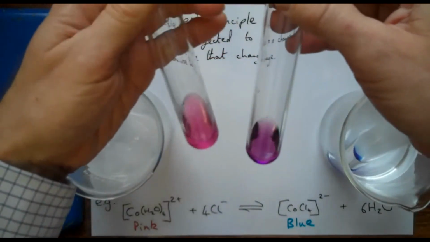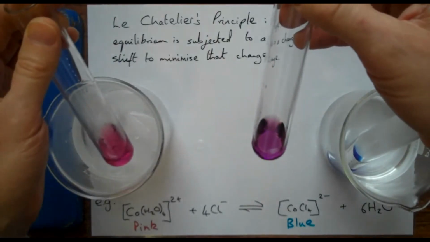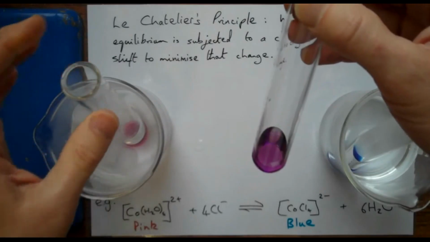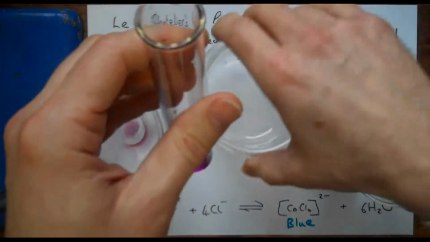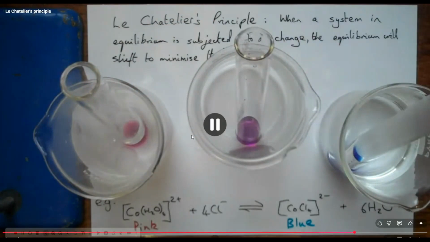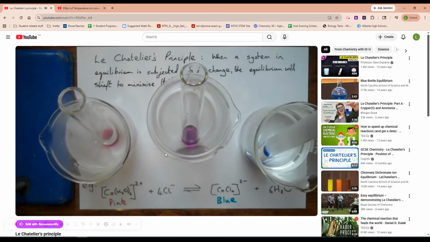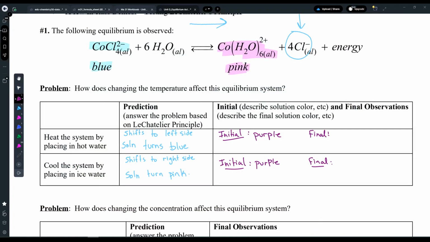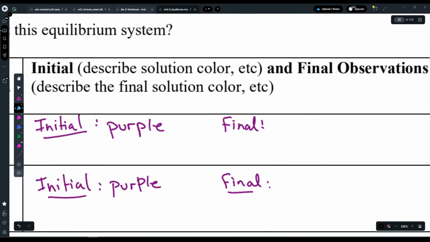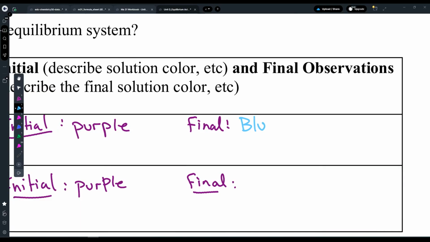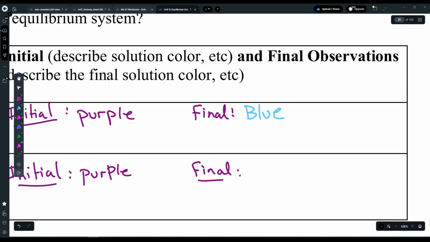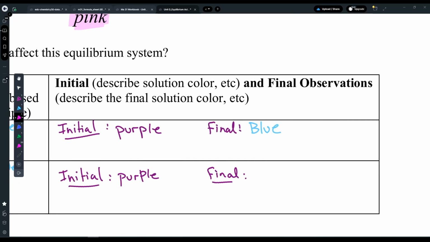When I make the water very, very cold, it tries to go back in the pink direction. So this tells us something important about our reaction. Okay, so now let's record our observations here. So when he heated up the solution in the test tube, it turned blue. And when he cooled the solution in the test tube down, it turned pink.